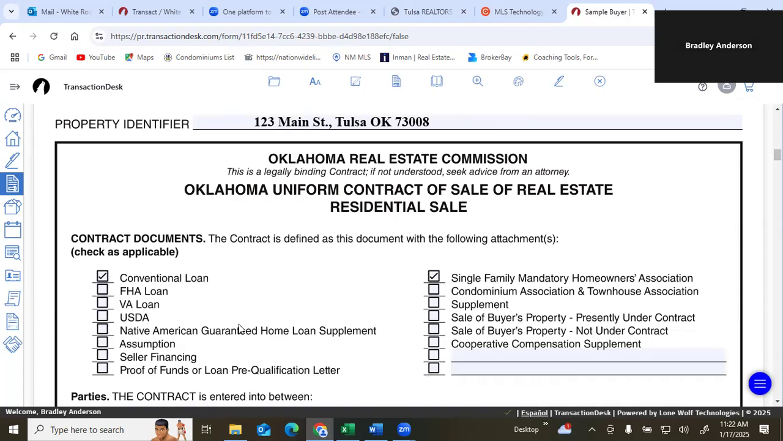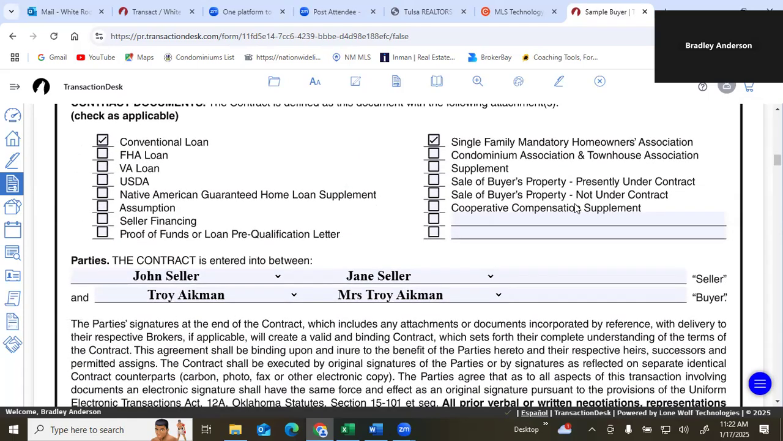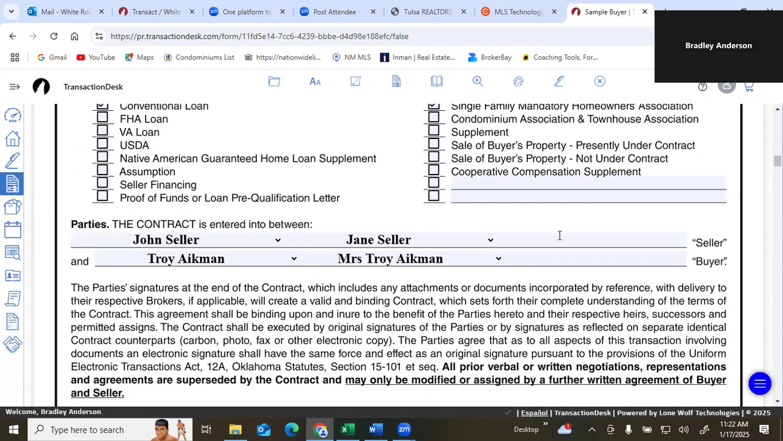So in my example, I'm going to assume that the home is taking out a conventional loan and they are part of an HOA. I review these documents in other videos, so I'm not going to do that here. Today is just for the uniform contract of sale. Okay, so party to the contract is going to be John Seller, Jane Seller, and then Troy Aikman and Mrs. Troy Aikman as the buyer.